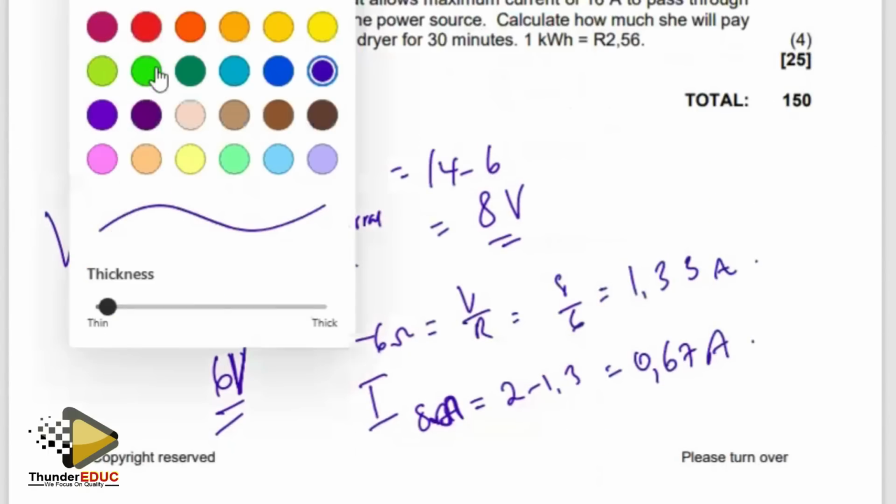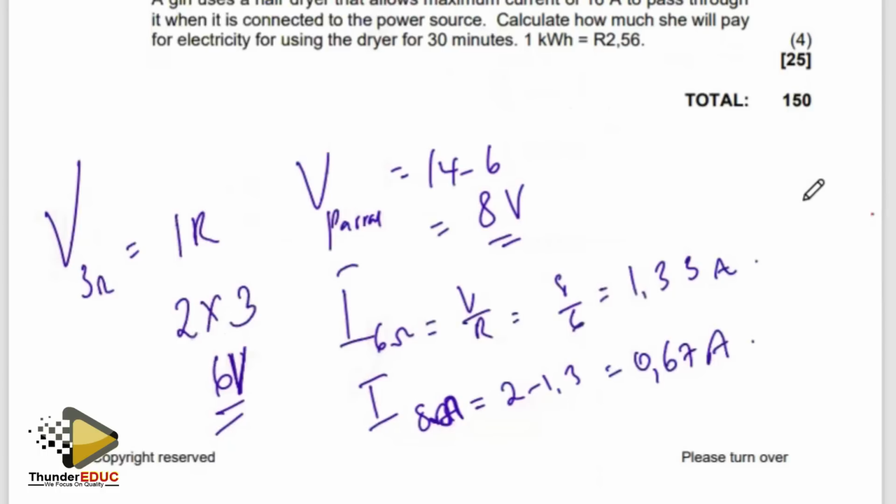Then 10.6. They're telling us that the potential difference of a household supply is 220. A girl uses a hairdryer that allows a maximum current of 16 amps to pass through it when it's connected to the power source. Calculate how much she will pay for electricity using a dryer for 30 minutes. And this is the cost of 1 unit.